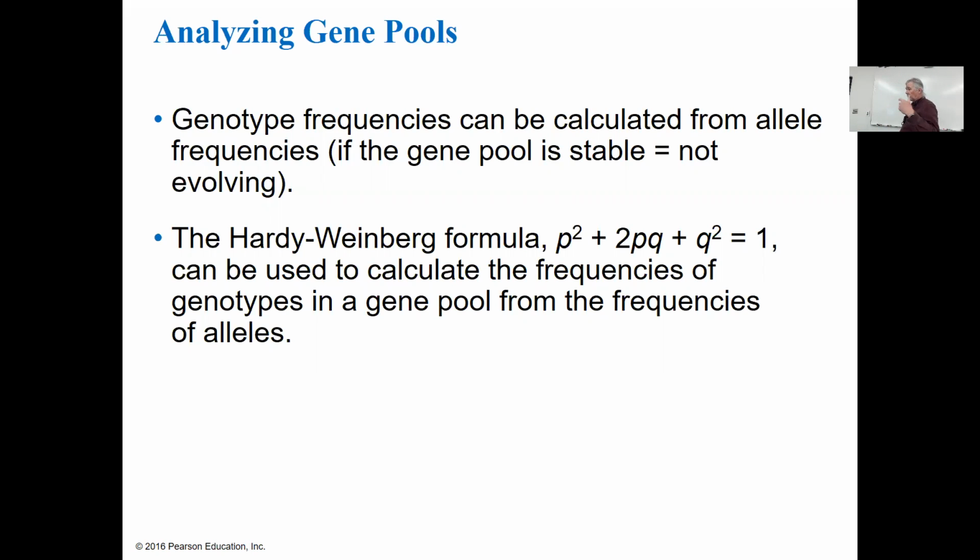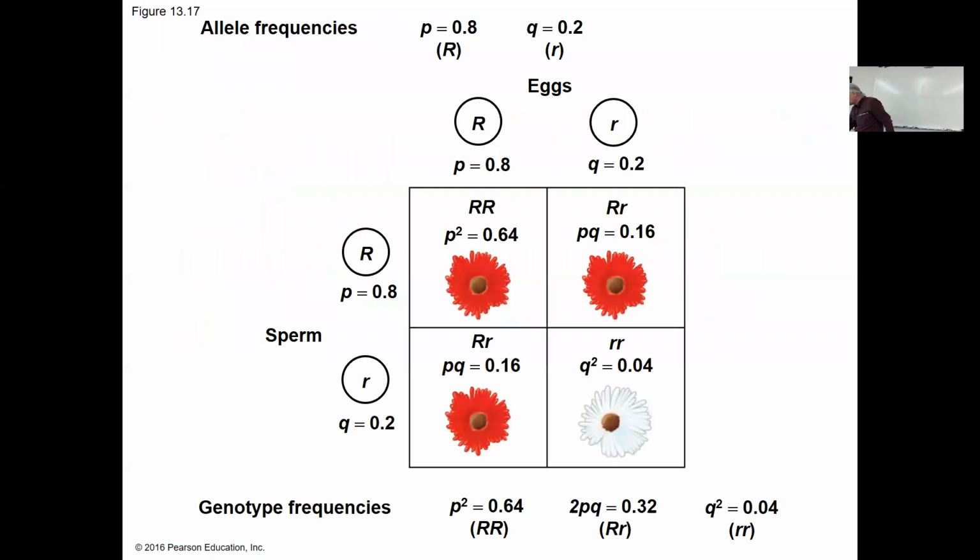We use this to calculate the frequencies of genotypes in a gene pool from the frequencies of alleles. Okay, so let's just say the allele frequencies are: big R is 0.8. That means 80% of the alleles in the whole gene pool and the whole population are big R. Small r is 0.2. So 20% of all the alleles in this entire population at the R locus are small r.